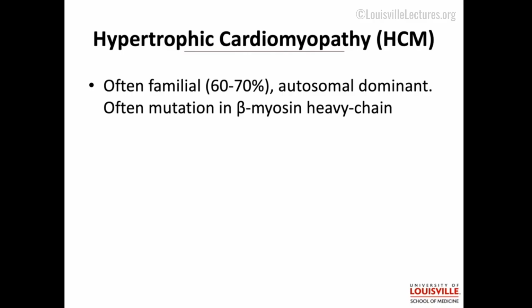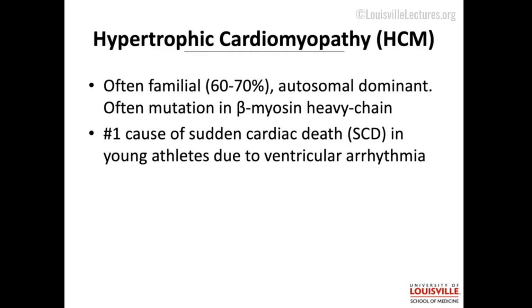It is often familial and autosomal dominant. If you're asked for a mutation, always choose the beta-myosin heavy chain when it comes to HOCM, because that is one of the most common mutations that we know of. There are others. This is when young athletes die. Usually it's because of HOCM causing sudden cardiac death from a ventricular arrhythmia. There are a few other things, of course, that can lead to sudden death in young athletes, but this is the primary cause.